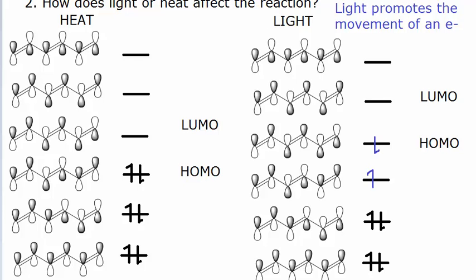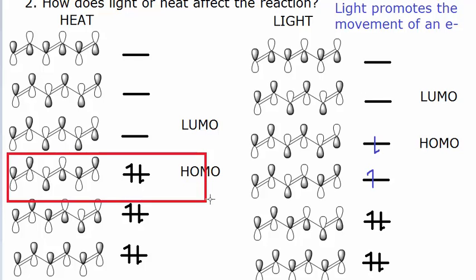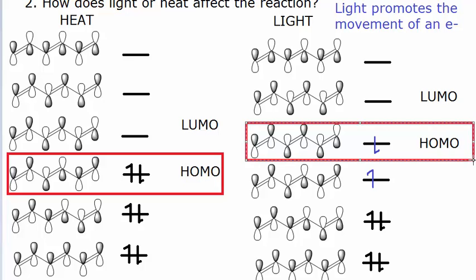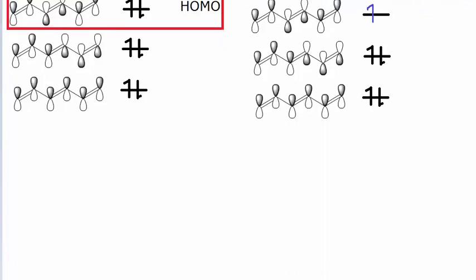So if you're going to be doing the reaction in heat, you're going to be looking at this molecular orbital, and if you're doing the reaction in light, you're going to be looking at this molecular orbital. So it does matter if you're going to be doing the reaction in heat or light. What we have to figure out is, well, why does it matter so much? We'll come back to that briefly.